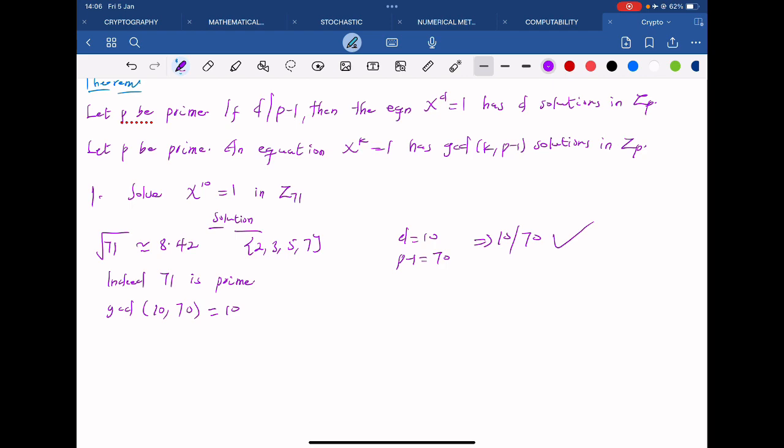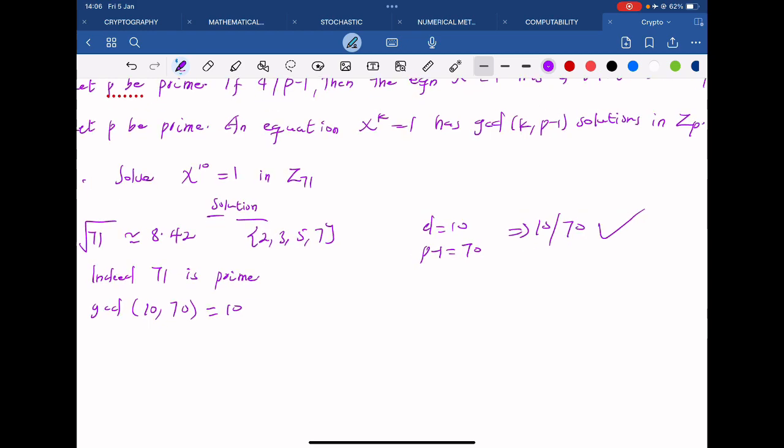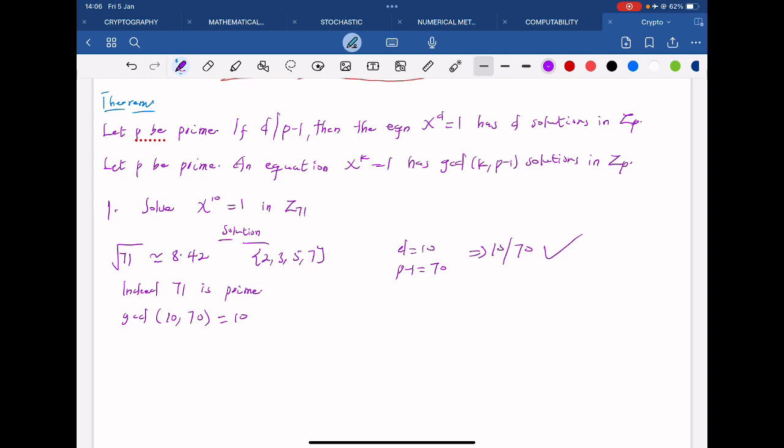So x raised to the power 10 is equal to 1 has these solutions. It has these solutions, meaning that the GCD of 10 and 70 is equal to 10. So we are going to have 10 solutions. I hope this is clear. Now, after getting our 10 solutions, how do we even get the 10 solutions in the first place? That is when we introduce what we call a generator.